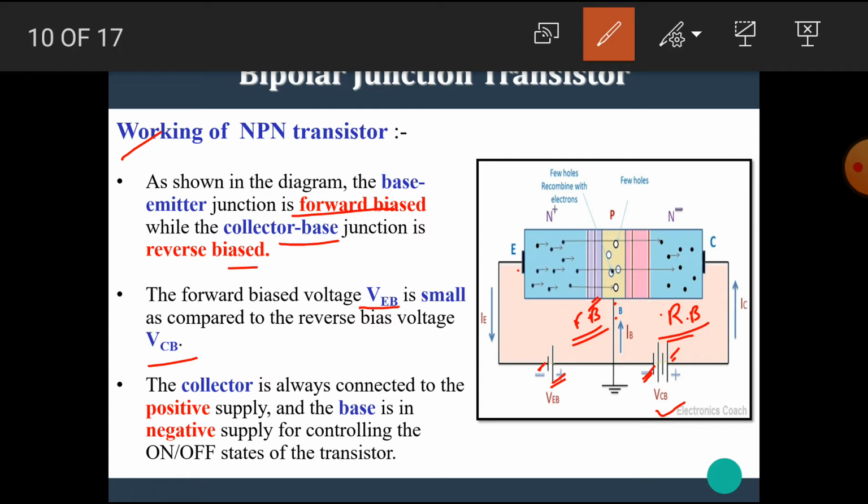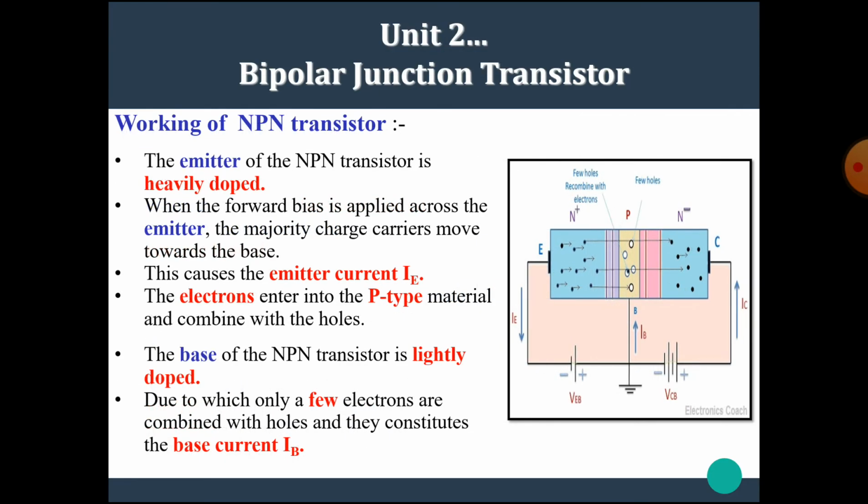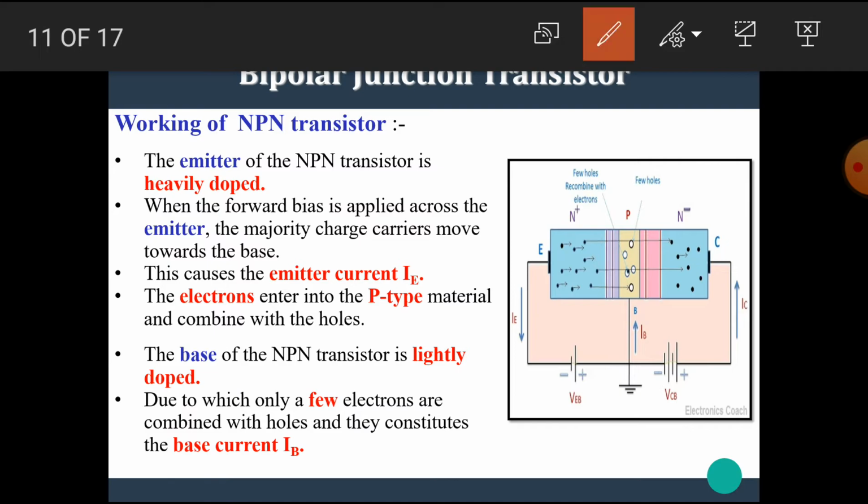The collector is always connected to the positive supply. That means this collector is connected to the positive terminal of the battery and the base is connected to the negative terminal of the battery for controlling the on-off states of the transistor. Let's see the working. The emitter of the NPN transistor is heavily doped. Okay, this emitter is heavily doped.